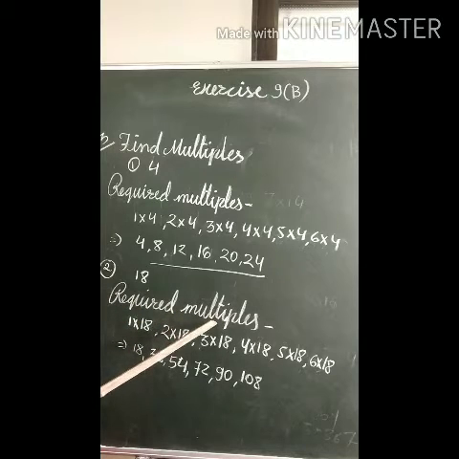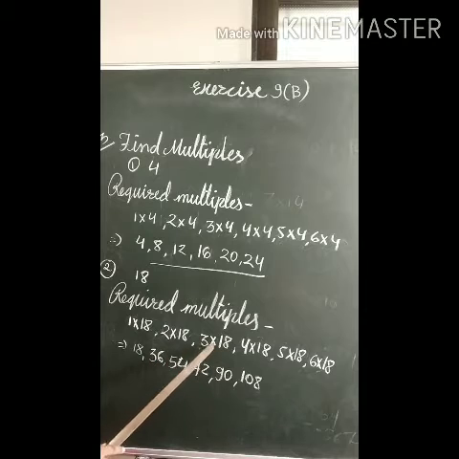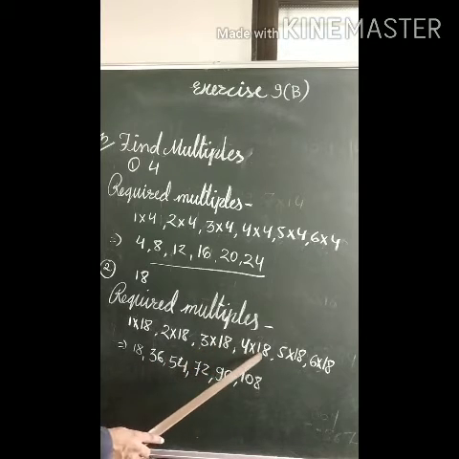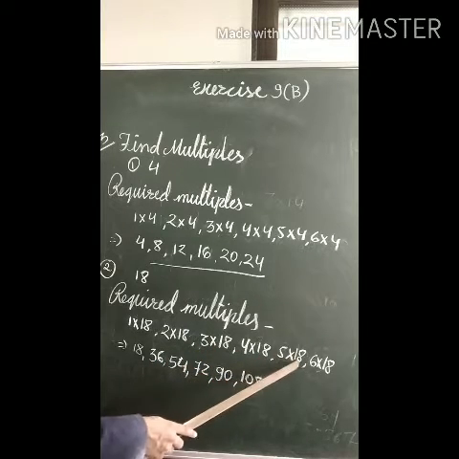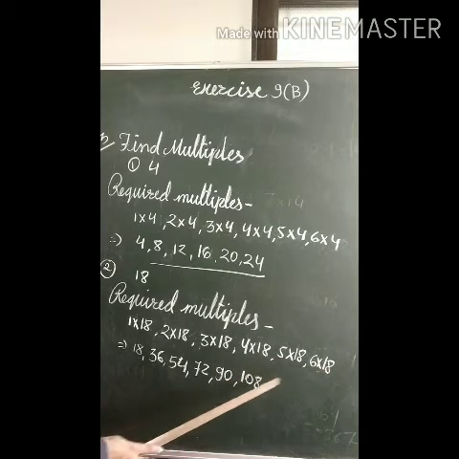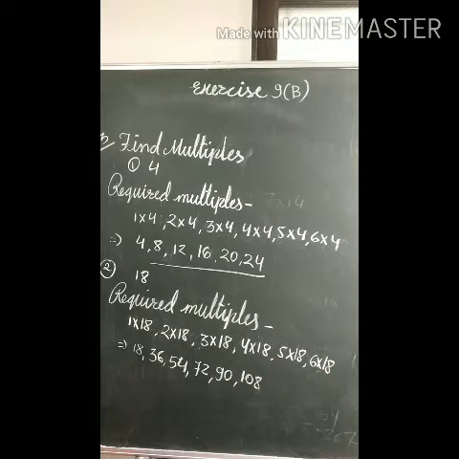Same for 18. Required multiples are 6 only. So we have to multiply the natural numbers up to 6 with 18. So 18 ones are 18, 18 twos are 36, 18 threes are 54, 18 fours are 72, 18 fives are 90 and 18 sixes are 108. These are the multiples of 18.